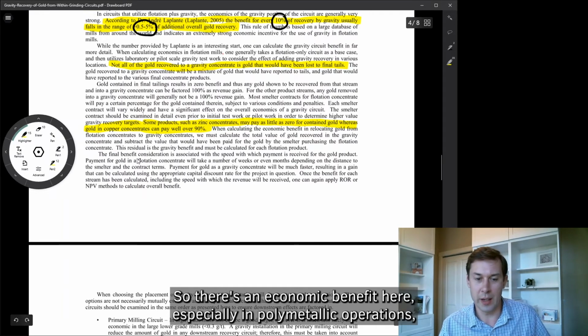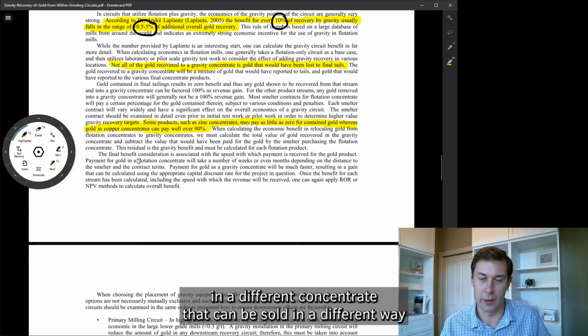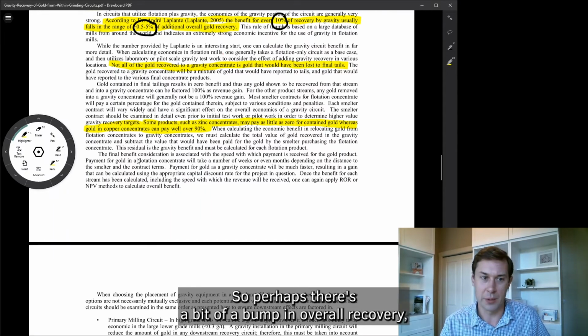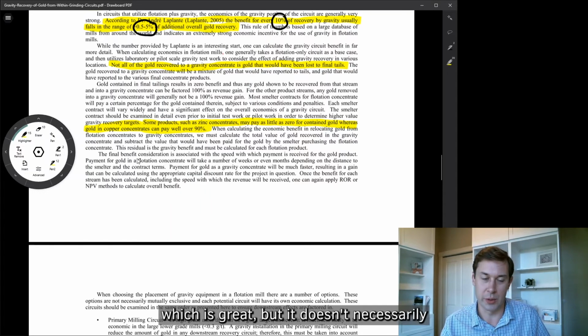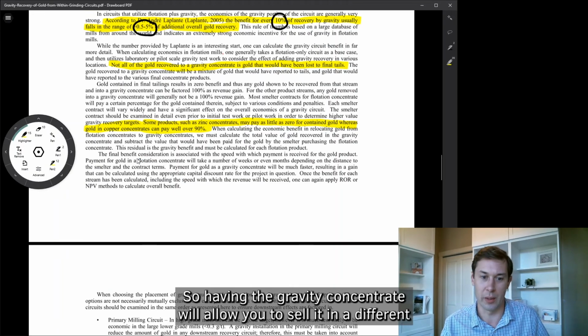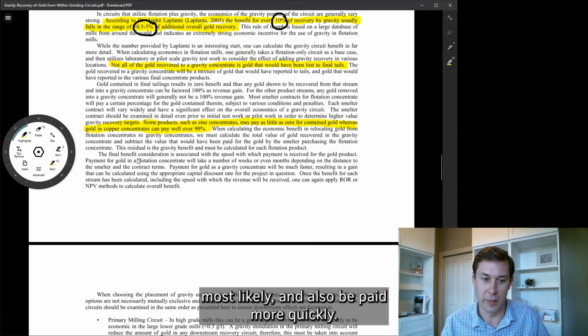So there's an economic benefit here, especially in polymetallic operations, to, let's just say, reallocating or relocating the gold in a different concentrate that can be sold in a different way to get the value out of it. So perhaps there's a bit of a bump in overall recovery, which is great, but it doesn't necessarily do you any good if you're not getting paid for that additional gold. So having the gravity concentrate will allow you to sell it in a different way, be paid better for it, most likely, and also be paid more quickly.